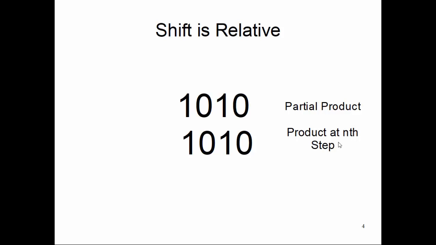Now look at this one. Your partial product was 1 0 1 0 and the product at the nth step was 1 0 1 0.